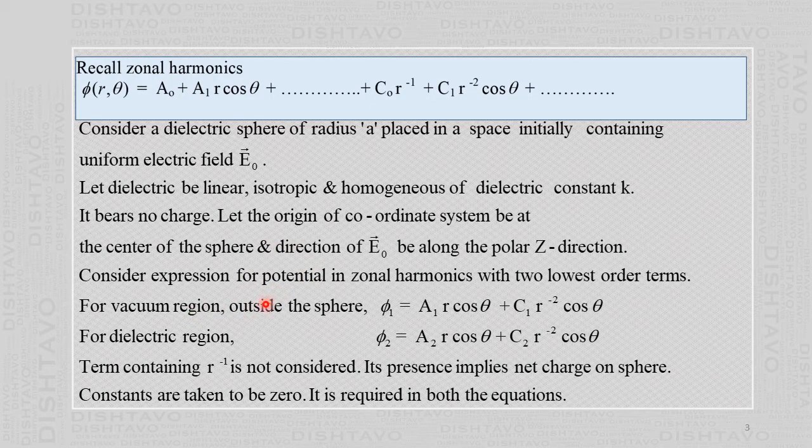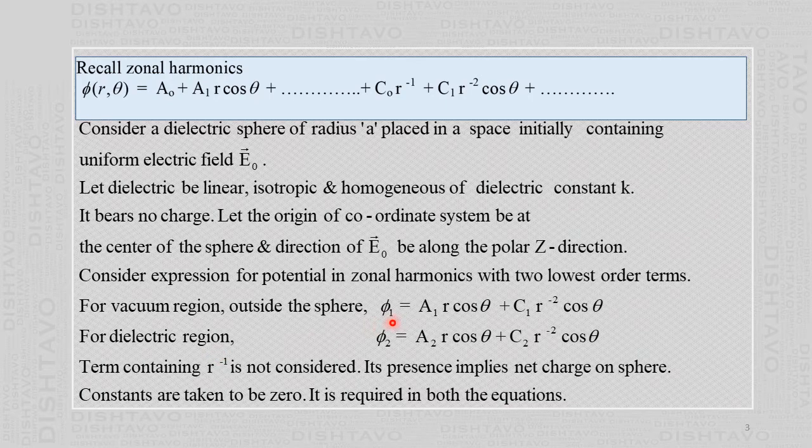Outside it is a vacuum. So we have to write two expressions for the potential, one outside the sphere and the other inside the sphere. Outside the sphere means in the vacuum region. Inside the sphere means it is a dielectric region.